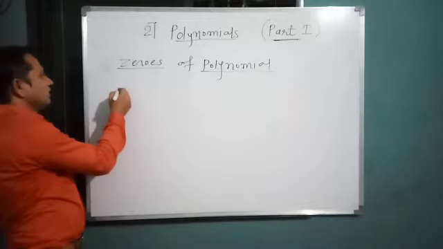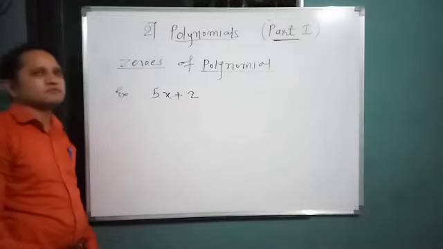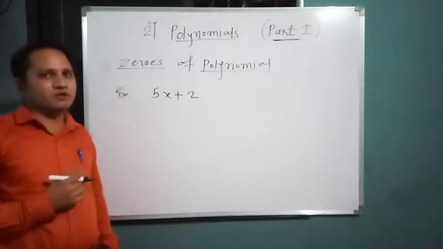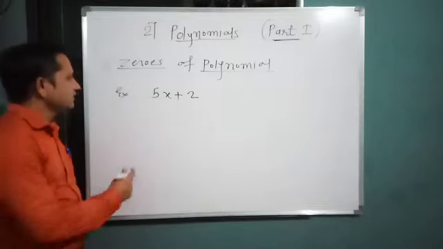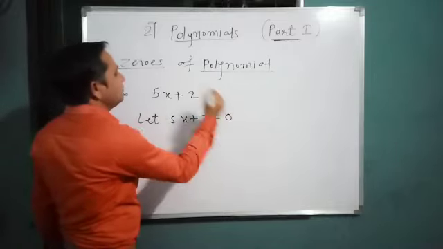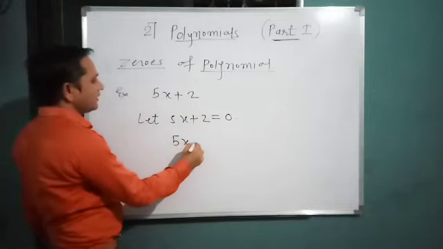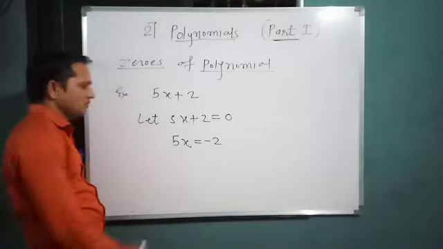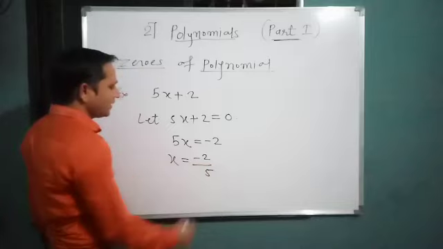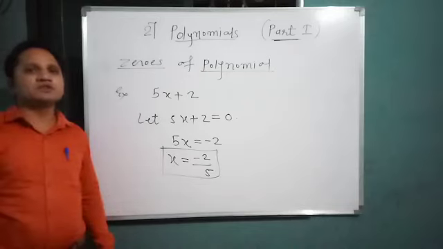For example, if I take 5x plus 2, this is a linear polynomial, and I want to find the zeros of this polynomial. So how can I find it? First, I consider here, let 5x plus 2 be equal to 0. Then first I shift the constant number to that side. So this becomes 5x equal to minus 2. So x equal to minus 2, 5 goes in division by 5. So x equal to minus 2 by 5 is the zero of this polynomial.